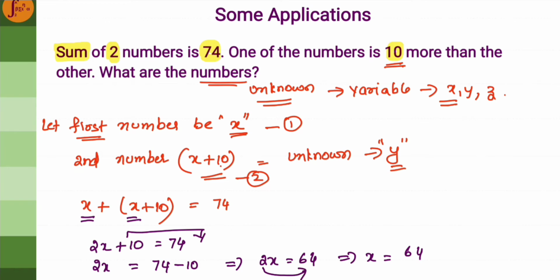Therefore, 2x is equal to 64. We have to shift 2 here. This is 2 into x. So when you shift, it's going to become divide by 2. 2 is in the numerator, so it's going to come to the denominator. So we'll cancel this. 2 twos are 4, 2 threes are 6, so x is equal to 32.